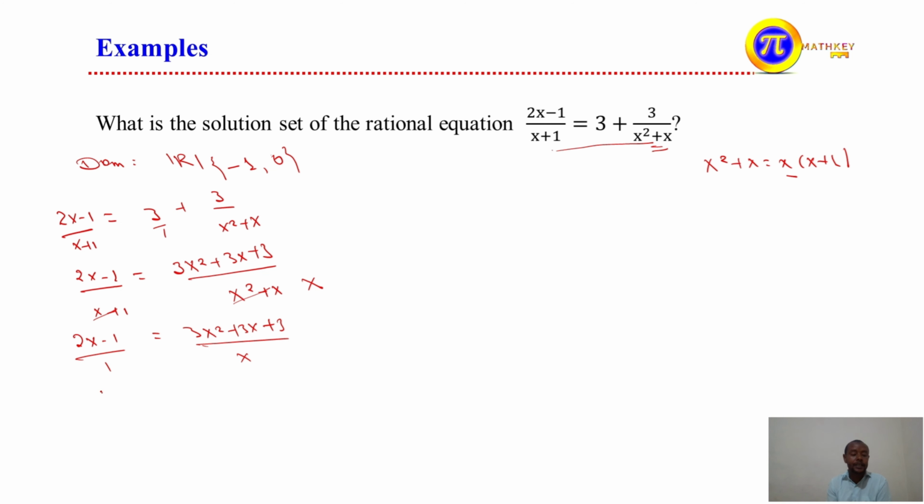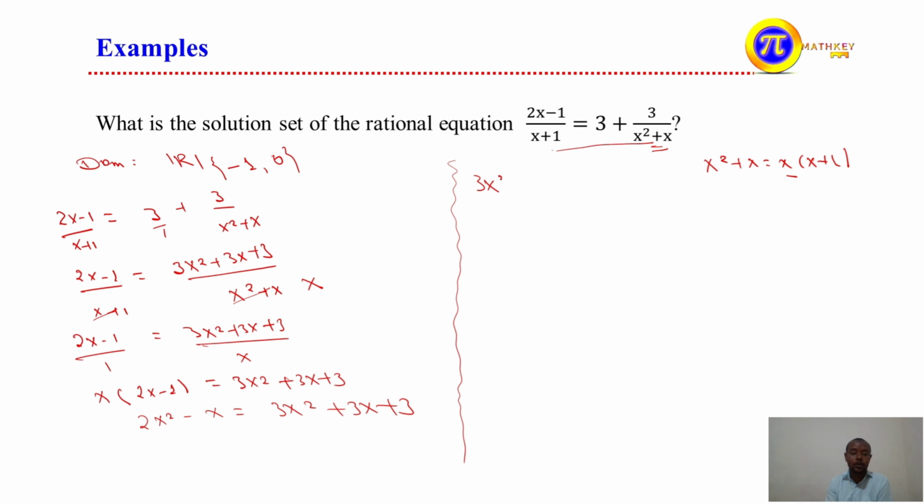This is equivalent to x into 2x minus 1 equal to 3x squared plus 3x plus 3. Solving this, 2x squared minus x equals 3x squared plus 3x plus 3. It becomes 3x squared minus 2x squared plus 3x plus x plus 3 equal to 0. 3x squared minus 2x squared is x squared, plus 3x plus x is 4x, plus 3 is equal to 0.